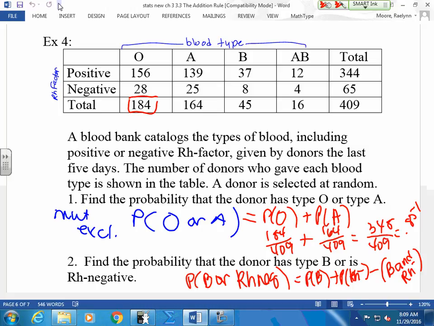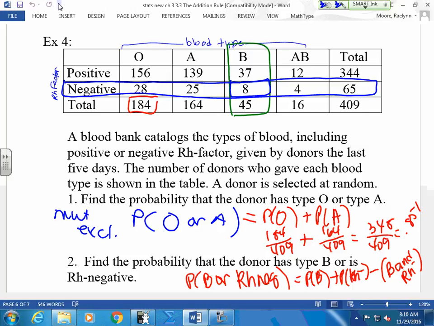Here's my B. Here's my B's. Here's my Rh negatives. Can you see where they overlap? We have an overlap here, right here. This is where they overlap. So therefore, what is the probability of getting a, which one are we doing? What is the probability of getting a type B?